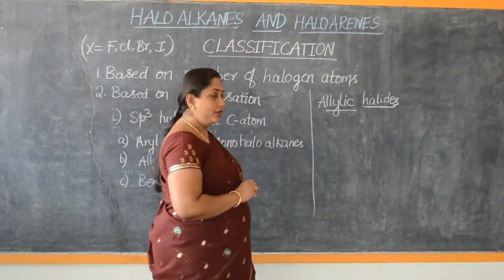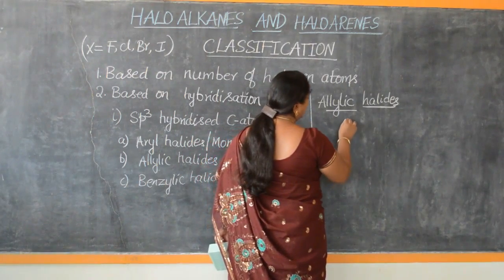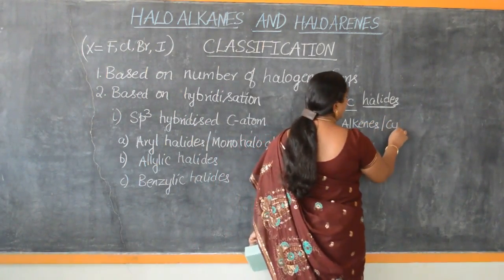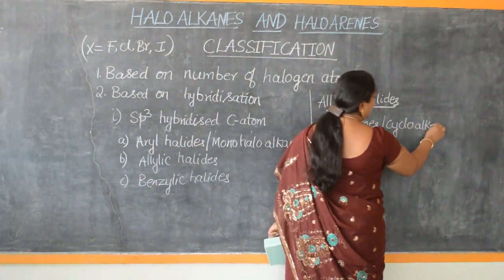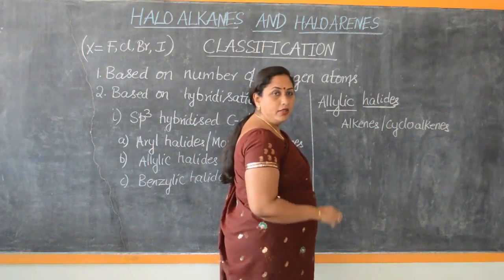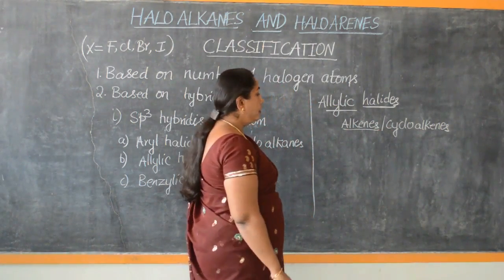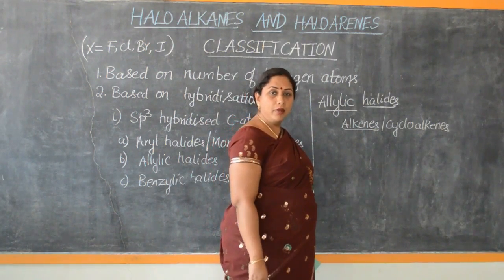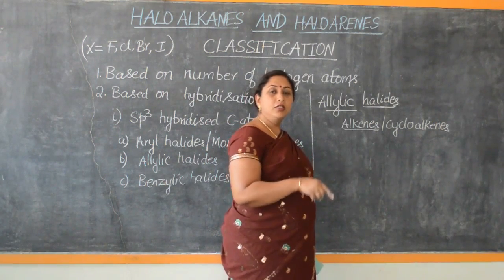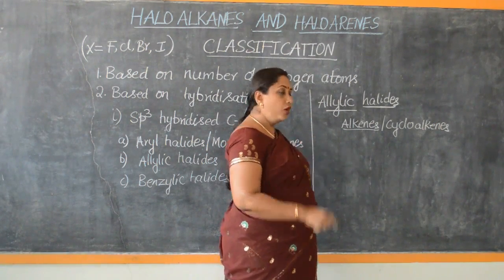What are these allylic halides? These are the organic compounds or the hydrocarbons which are actually derivatives of alkenes or cycloalkenes. Alkenes or cycloalkenes means they contain a double covalent bond in the molecule. They are having the presence of halogen in them, but the halogen atom is attached to the carbon atom which is saturated and it is involved in sp3 hybridization. This saturated carbon atom in turn is attached to the carbon atom which is involved in the double bond.